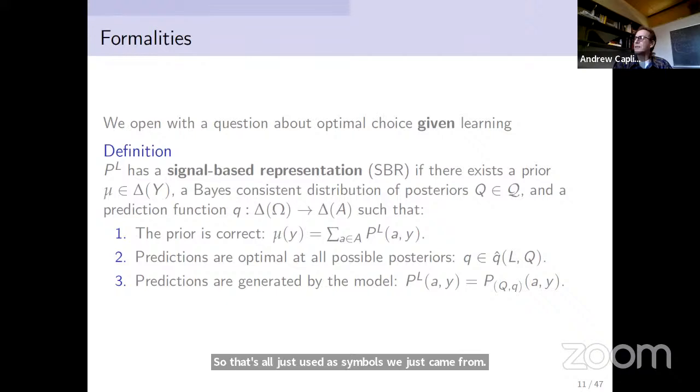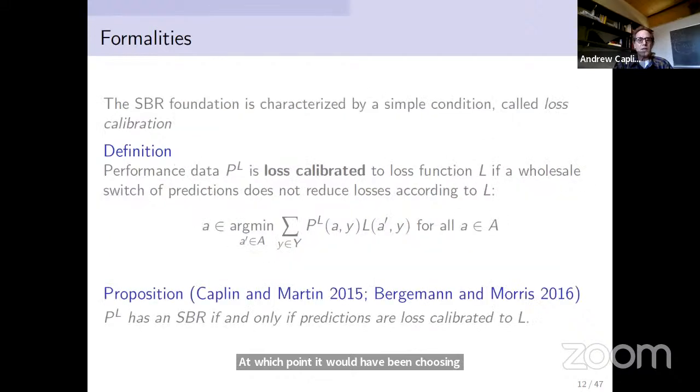So is there something that the machine might have learned, at which point it would have been choosing its actual predictions optimally? And it turns out that using results of Daniel and myself, or Bergerman and Morris, there's a simple check in the data which that this has been done. Let's just look at the definition.